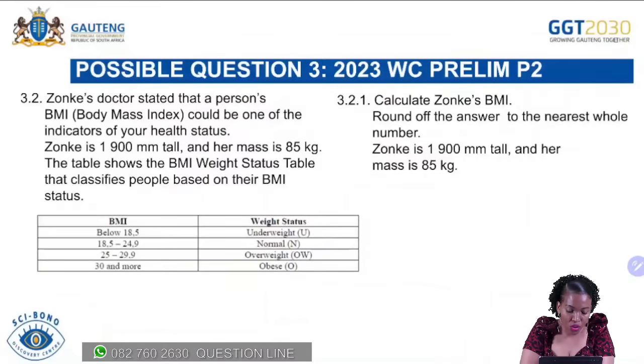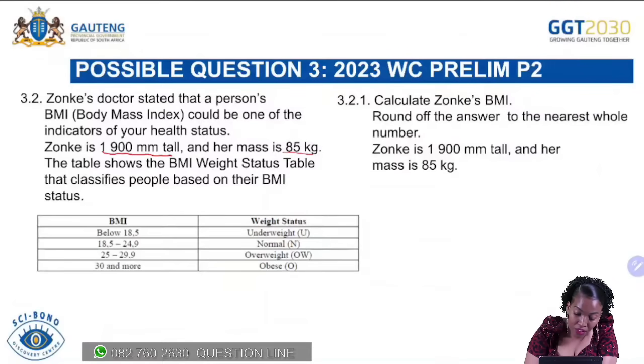3.2, Zonke's doctor stated that a person's BMI, which is the body mass index, could be one of the indicators of your health status. Zonke is 1,900 millimeters tall, and her mass is 85 kilograms. The table below shows the BMI weight status table that classifies people based on their BMI. So this table is used to diagnose people, or rather to classify whether you are obese, underweight, or overweight. So in this section, we are actually talking about the body mass index.